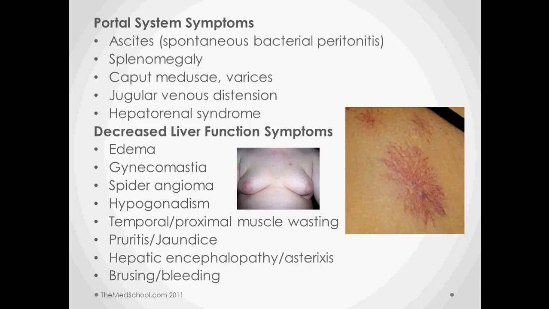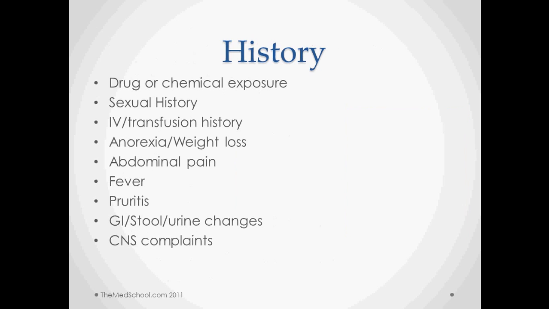You also can see temporal and proximal muscle wasting. I actually don't understand the mechanism of that. Pruritus and jaundice are because of the buildup of bilirubin. And hepatic encephalopathy and asterixis are also a buildup of toxins that aren't being cleared by the liver. Bruising and bleeding are because you don't have enough platelets.